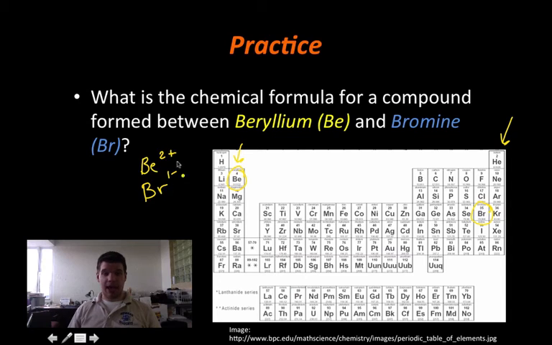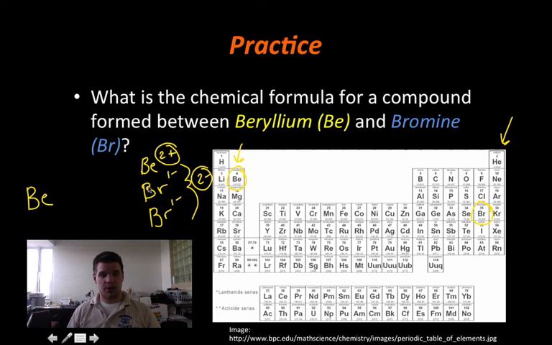So this is obviously not going to cancel out in an even fashion because I have 2 pluses and 1 minus. That means I'm going to need an extra bromine to cancel it out. These together would have a 2 minus to cancel out the 2 plus. And so my formula would be Be, just one of those, and then I have 2 bromines, so Br2. That would be the formula for my compound from beryllium and bromine because we need the charges to cancel out.